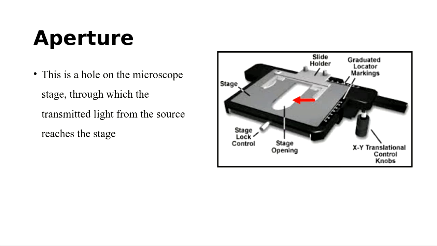Aperture. The red color arrow is the aperture. This is a hole on the microscope stage through which the transmitted light from the source reaches the stage. The light from below, from where the source of light is, needs to transmit up to the glass slide, so we need an aperture. If the stage is covered completely, the light will not reach the slide, and then you cannot see. That is its use. This is called aperture. Aperture means hole.